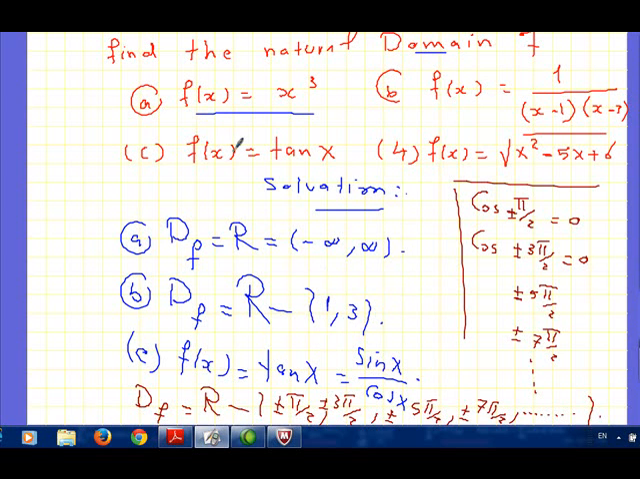If you go to question number 3, C, f of x equals tan x, the domain will be R minus plus or minus pi over 2, 3 pi over 2, 5 pi over 2, 7 pi over 2, and etc. Because as we see, tan x, as I discussed before, equals sine x over cosine x. Cosine x is at the denominator, so what are the values of x which make the denominator equal 0? 90 and 270, and the periodicity, which will be plus or minus pi over 2, 3 pi over 2, 5 pi over 2, and etc.